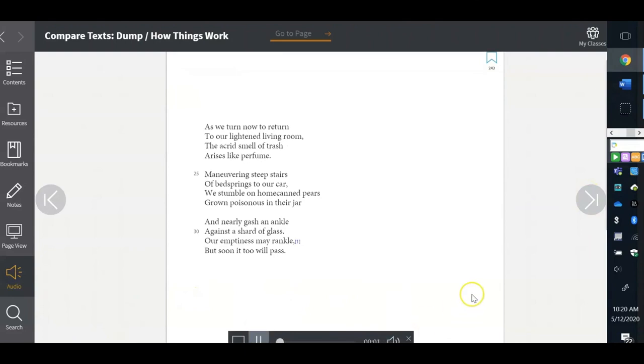As we turn now to return to our lightened living room, the acrid smell of trash arises like perfume. Maneuvering steep stairs of bedsprings to our car, we stumble on home-canned pears grown poisonous in their jar, and nearly gash an ankle against a shard of glass. Our emptiness may rankle, but soon it too will pass.